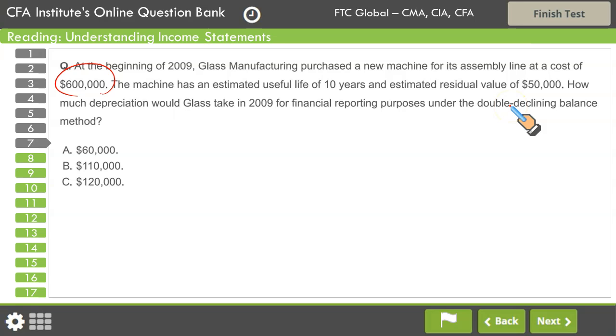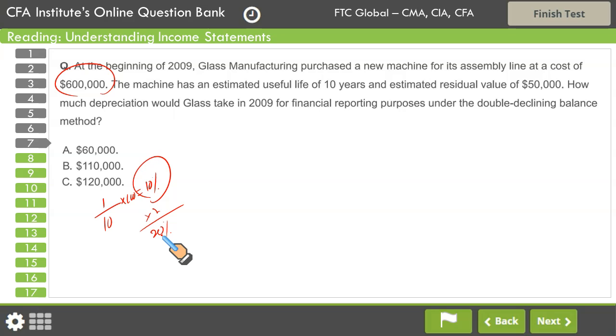Now, again, we'll do the same thing. 1 upon the estimated life, which is 10, times 100 gives you a percentage, a straight line percentage of 10. Under the double declining method, you double the percentage to 20 and use this as the basis to calculate your declining balance depreciation.